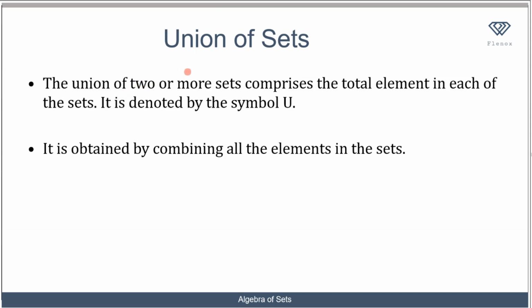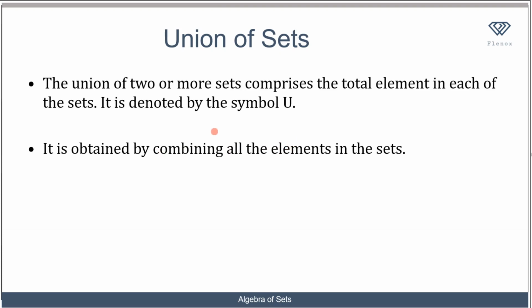The union of two or more sets comprises the total elements in each of the sets. It is denoted by the symbol ∪. It is obtained by combining all the elements in the sets. So what do I mean by that?